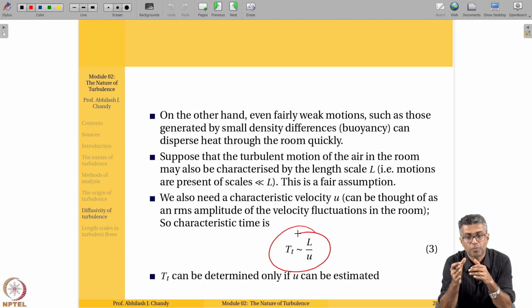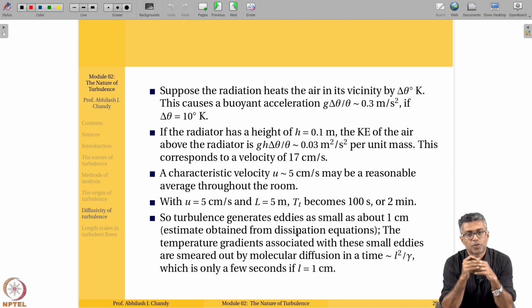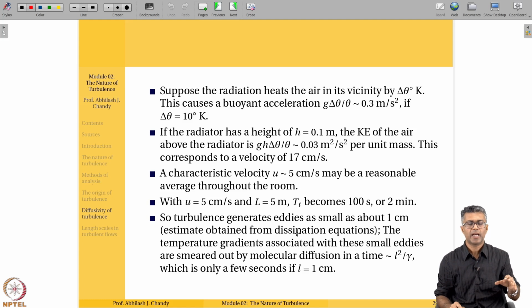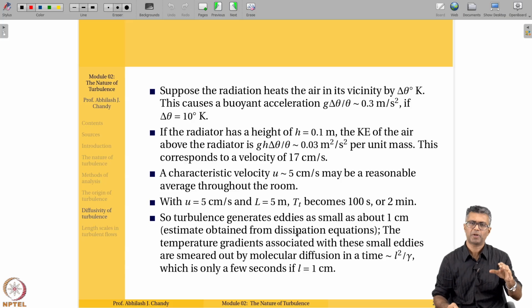So in turbulent flow, the time scale is already very different, right? Let's try to come up with some numbers. Since we don't know what the velocity is, let's put some numbers in play and see what kind of magnitude we get. Let's say the radiation heats the air in its vicinity by about delta theta, a change in temperature because of the heat generated from the radiator, from the heating element.